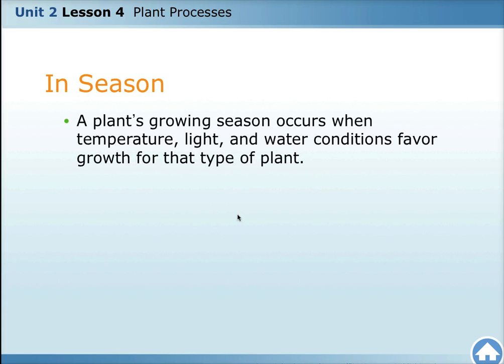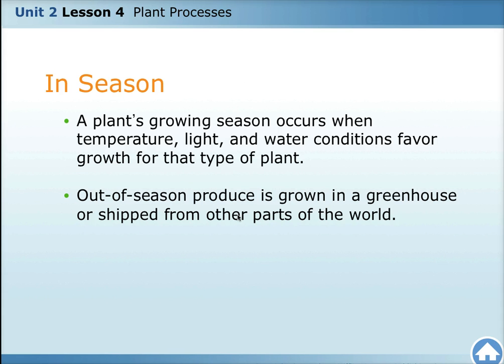In season. I'm on page 131 in your text. A plant's growing season occurs when temperature, light, and water conditions favor growth for that type of plant. Out-of-season produce is grown in a greenhouse or shipped out from other parts of the world.